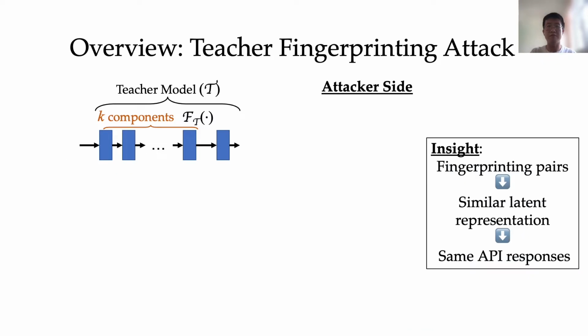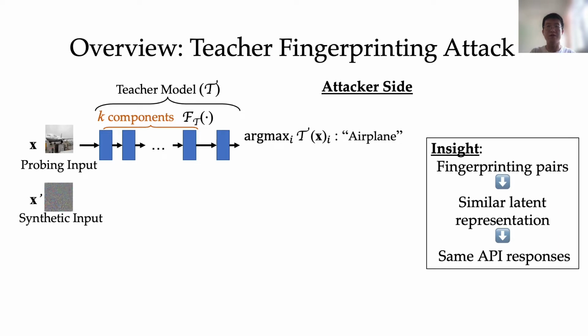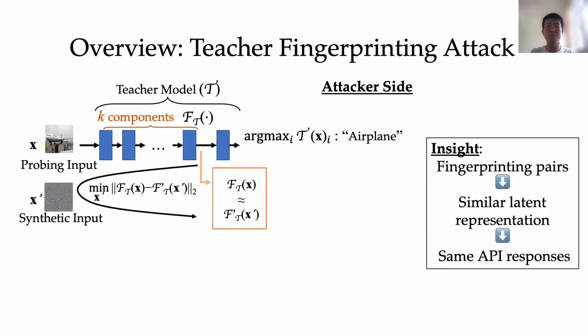Here is how our attack, the teacher fingerprinting attack, works. First, the attacker selects a normal sample from a public dataset. We call it a probing input. Then, on a given teacher model, the attacker tries to generate a synthetic input, which leads to a similar latent representation with the probing input. As the two inputs have similar latent features, hopefully they will cause the same top 1 classification result, for example, airplane in this figure.